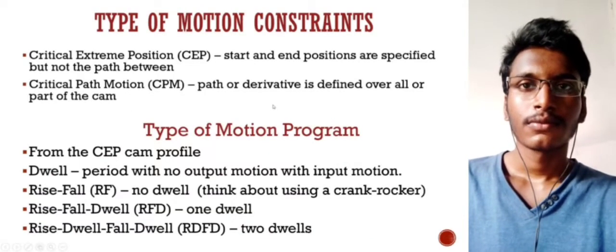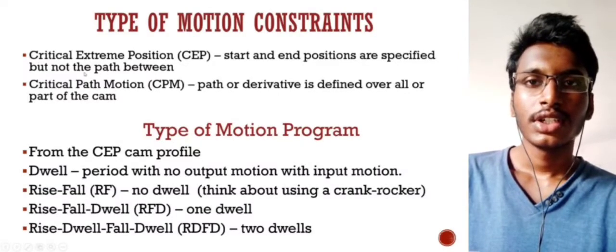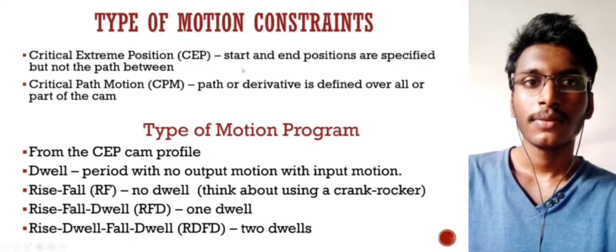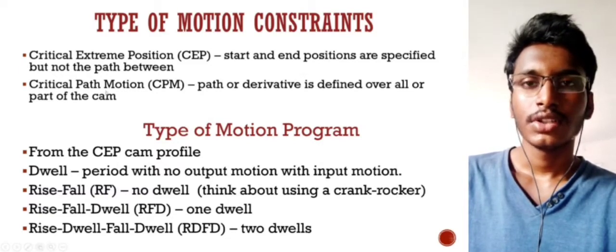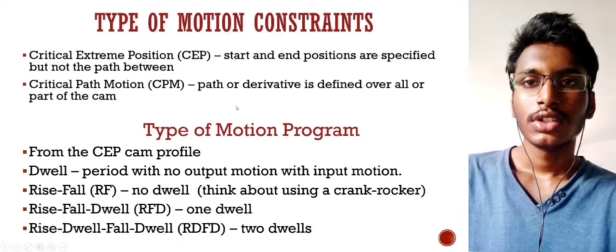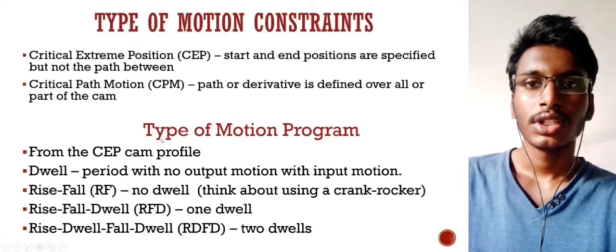Types of motion constraints. These also play a very important role in the design of a cam. They are critical extreme positions (CEP), where the start and end positions are specified but not the path in between. Next, the critical path motion (CPM), where the path derivative is defined over all or part of the cam.